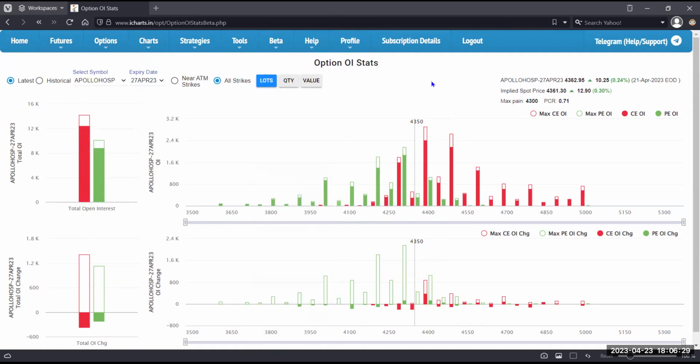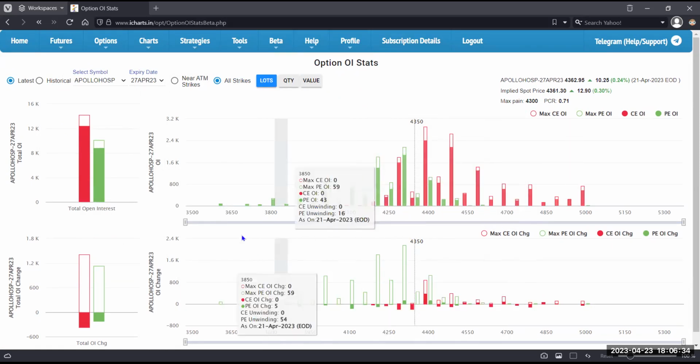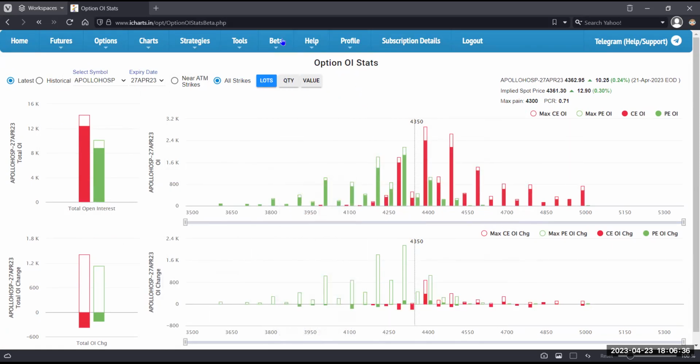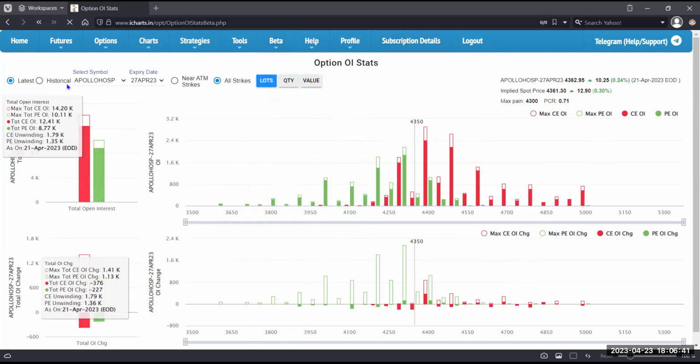Okay, let us go to positional. There are people waiting for positional stuff. Any questions you have finally with this OI stats or option chain? Nothing, sir. All clear.